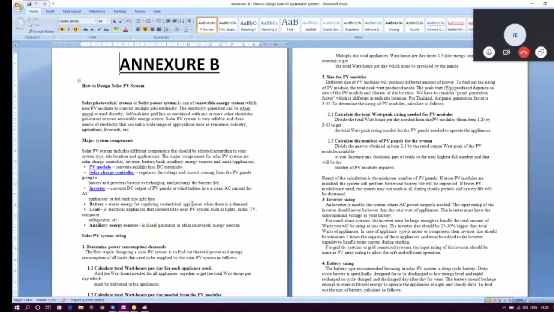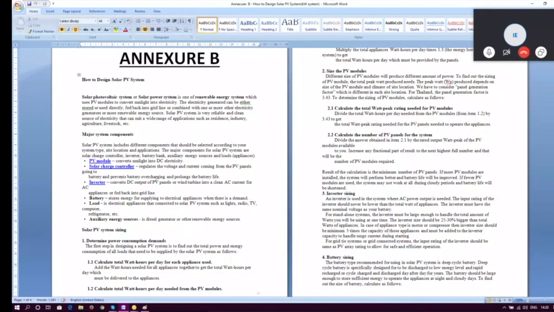The major components we need to design in an off-grid manual design are first the PV module. Next, the inverter. Third, the charge controller, because the load we have already asked from the customer, right? Fourth, the batteries. And lastly, we need to ask the customer, is there any other source?